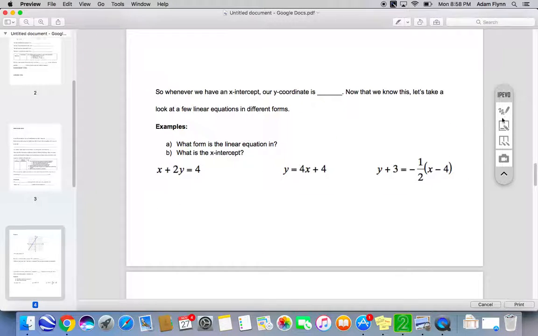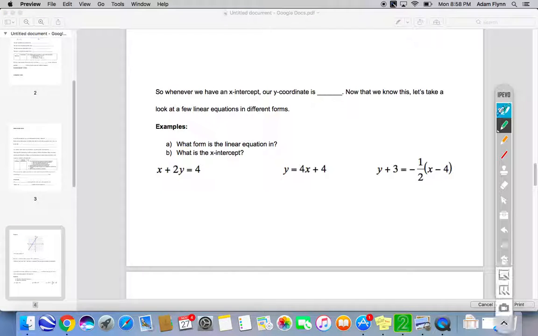Okay, so we've got three examples here. So first it asks, what form is the linear equation in? Okay, so this one right here, we have our x and our y on the same side. So it's in the form ax plus by equals c. So this would be in standard form. Okay, so what is the x-intercept?